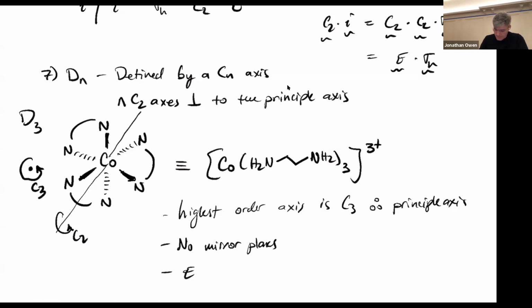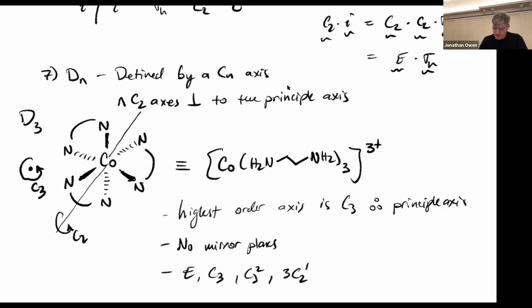We have E, we have a C3, we have a C3 twice, and a C3 three times, oh sorry, which is the same as E. So C3 and C3 twice. And we have 3 C2 axes perpendicular to Cn. And those C2 axes, which are perpendicular to Cn, are going to be given a prime designation, C2 prime.